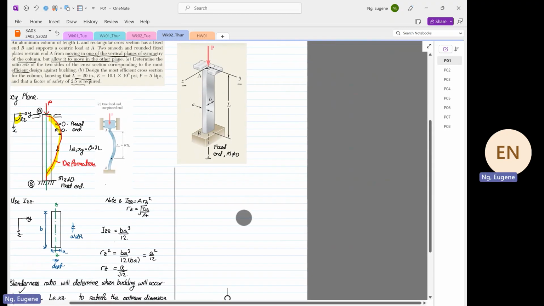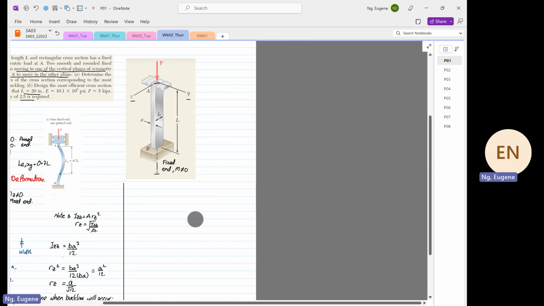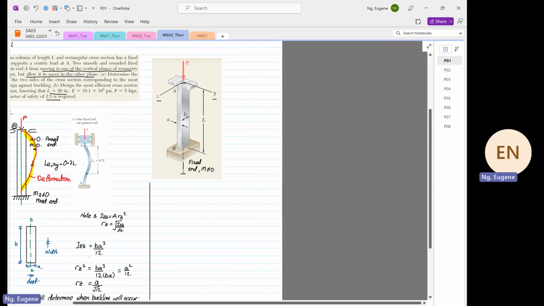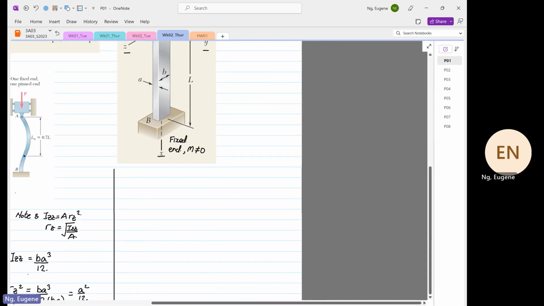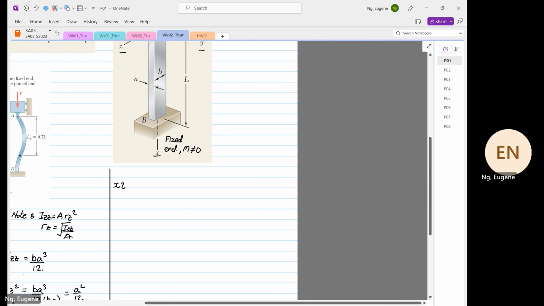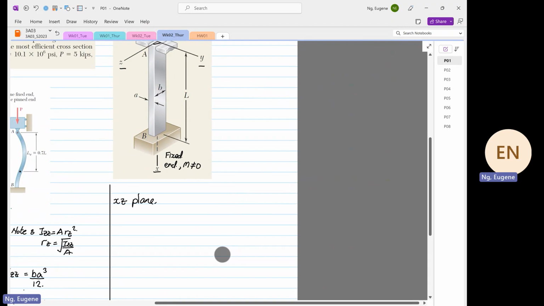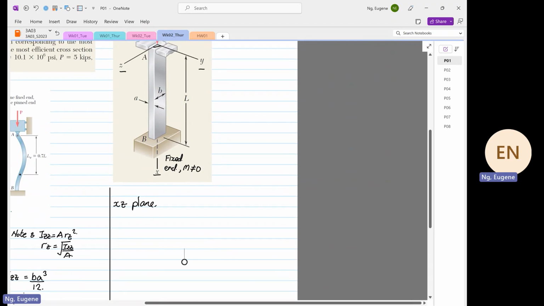So now we are viewing the XY plane. Now we are going to view in the XZ plane. So XZ plane. This is my Z, and over here is my X. And then we are going to rotate about Y.